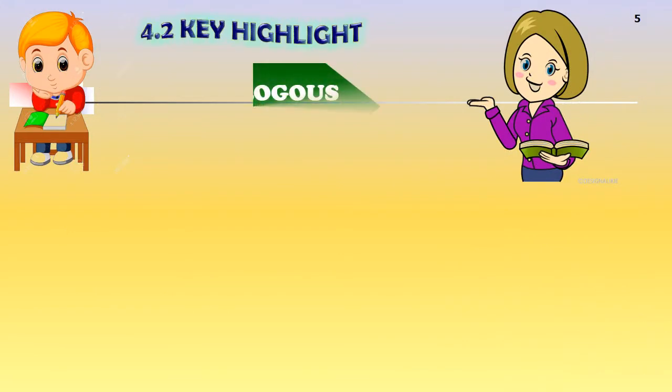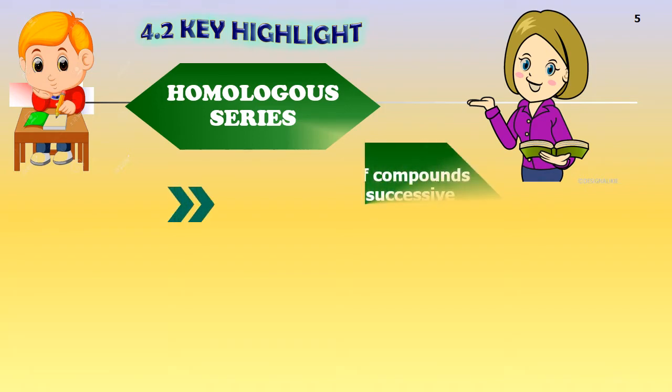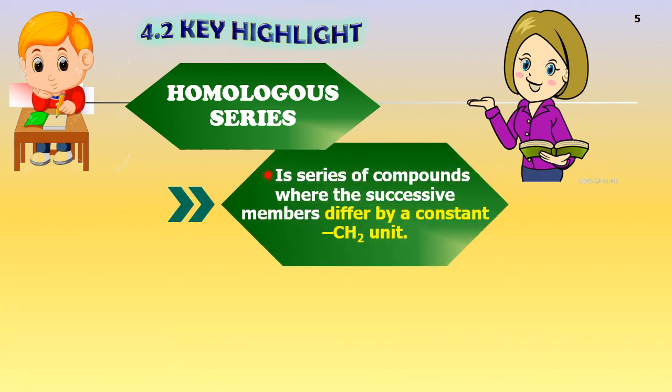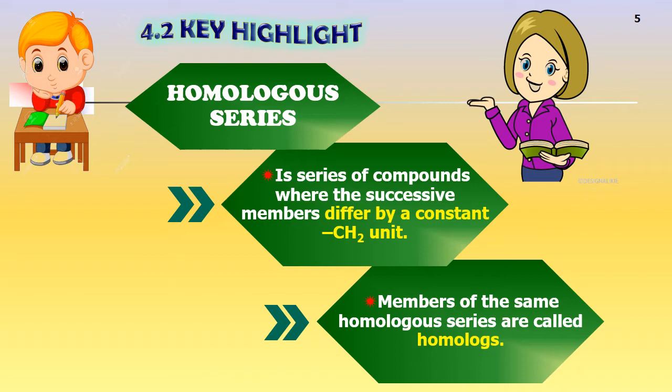The next key highlight is homologous series. What is homologous series? Homologous series refers to the series of compounds where the successive members differ by a constant CH2 unit or 14 mass unit. Members of the same homologous series are called homologs.